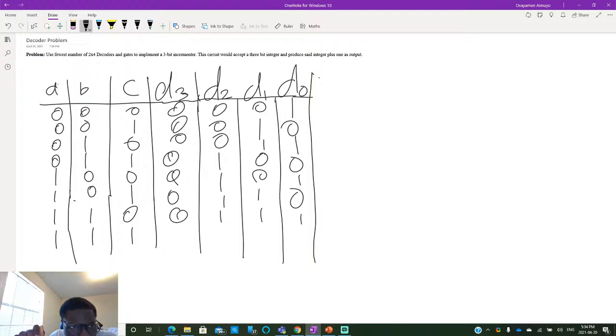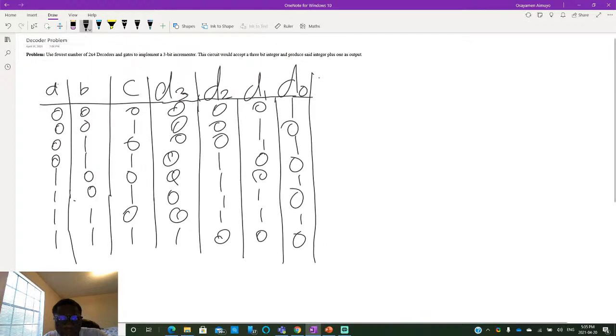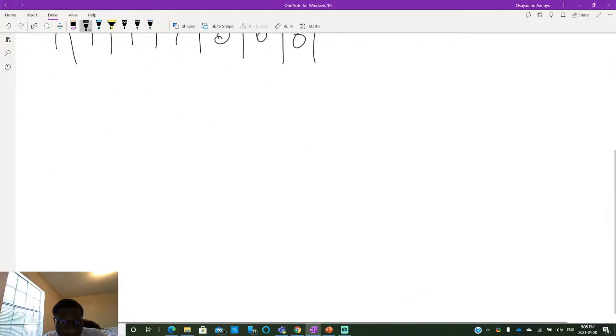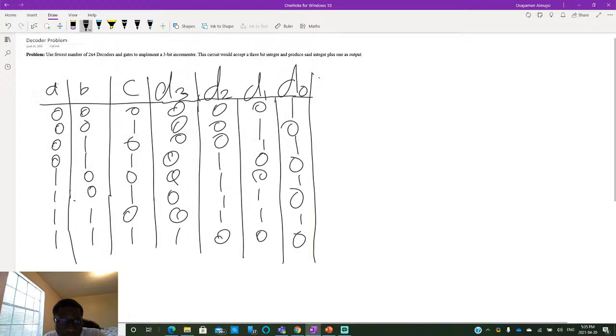Wait a second, hold on. Did I miss something here? Yeah, then this would be... And then this should be 8, correct? Okay. And now we just have to design the circuit.